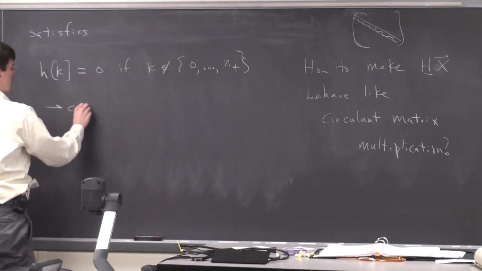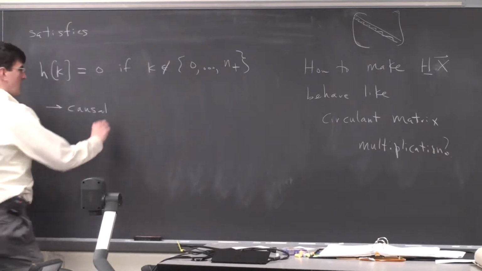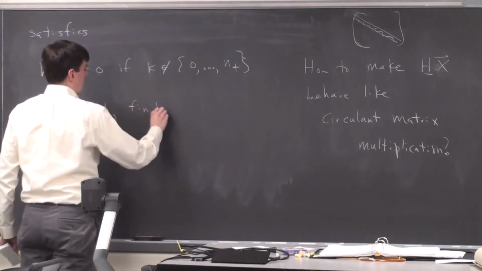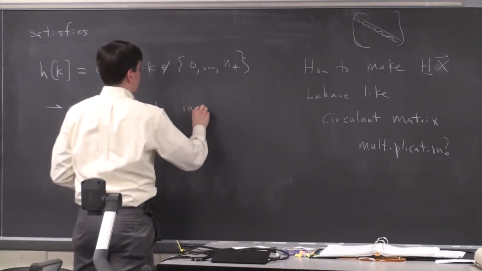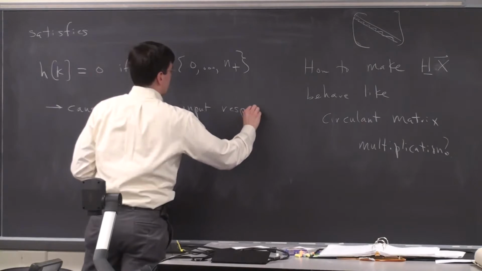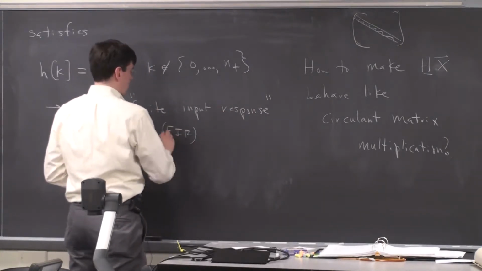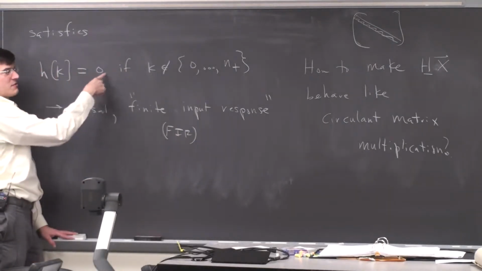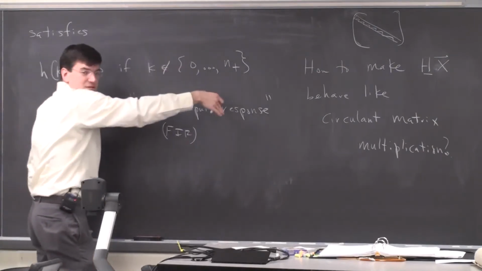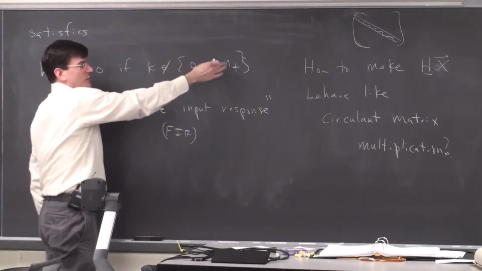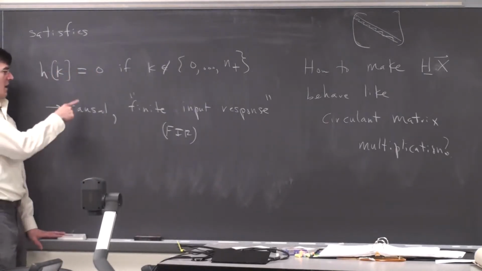So in particular, it means it's causal and finite impulse response, as they say, FIR. Okay, so causal, meaning it's 0 to the left of 0. FIR just means it terminates at some point. The impulse response is non-zero up to a point, and then it's 0 forever after. These are two assumptions we're going to make about the channel.